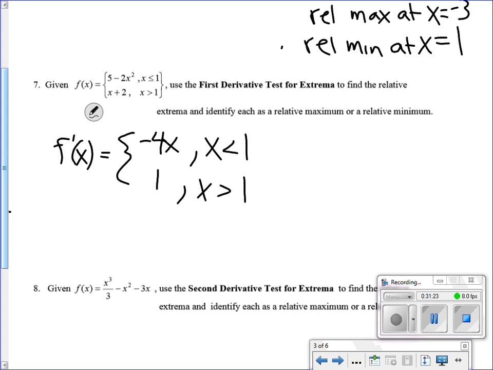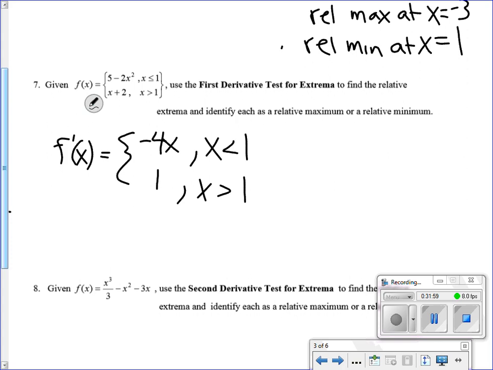Now, to see if the derivative actually exists at 1, when you plug 1 into the negative 4x, you get negative 4. What that tells you is that as you approach 1 from the left, the slope is approaching negative 4. But if x is approaching 1 from the right, we can see from this that the slope is 1. You have two different slopes. And when you have two different slopes, you're going to have a corner there. So the derivative does not exist at 1. So that's going to be a critical value.